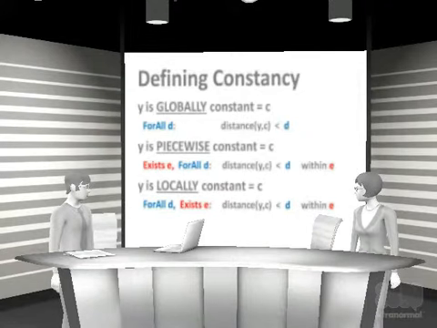Let us give a formal definition of being constant. A number y is globally constant, c, if, for all positive numbers d, the distance between y and c is less than d. Likewise, a variable number y is piecewise constant, c, if an interval radius e exists so that, for all positive numbers d, the distance between y and c is less than d within this radius. Finally, we can interchange e and d and define that a variable number y is locally constant, c, if, for all positive numbers d, an interval radius e exists, so that the distance between y and c is less than d within this radius.